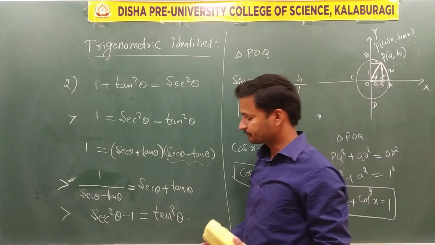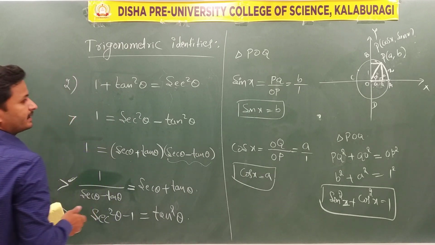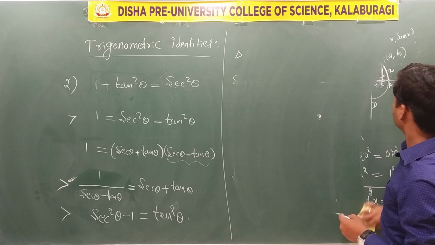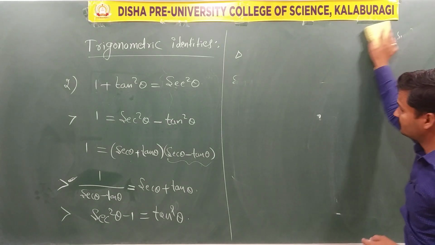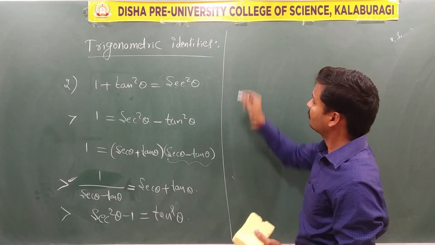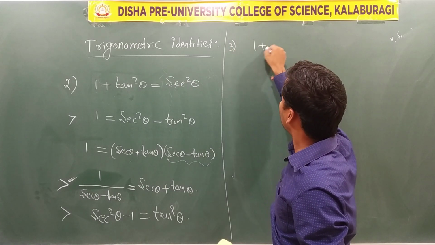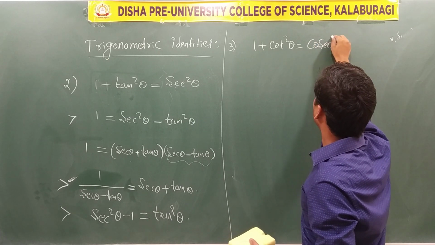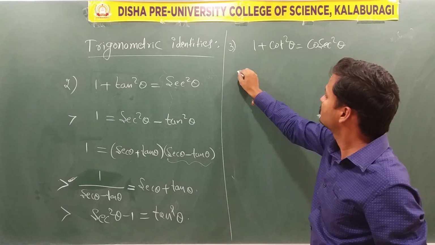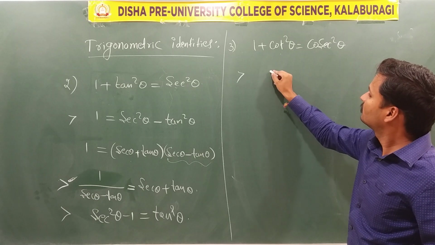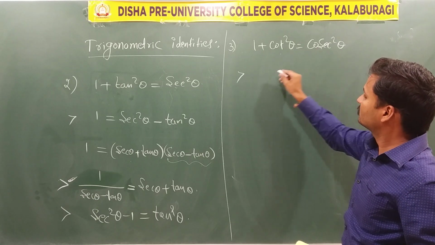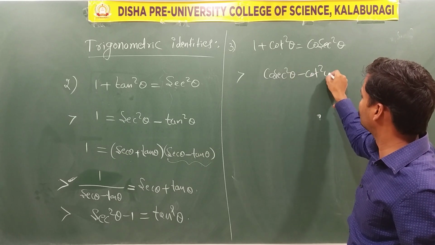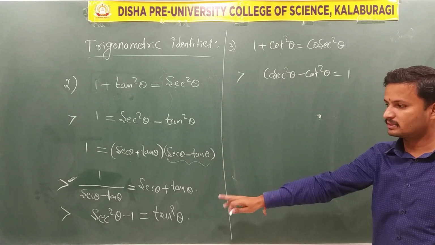Then next, the third identity is 1 plus cot square theta is equal to cosec square theta. So again, how to write this one? Directly, taking this cot square theta to this side, then cosec square theta minus cot square theta is equal to 1. Similarly, like this.